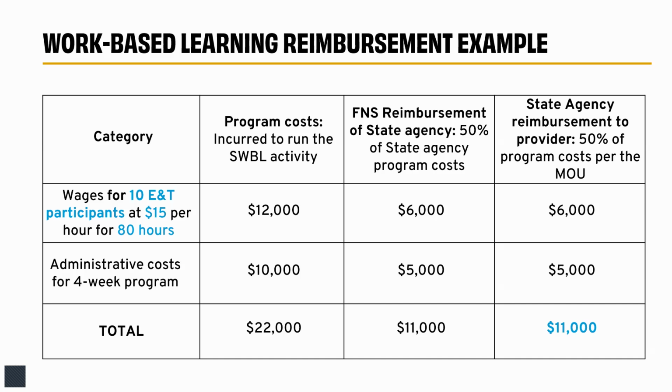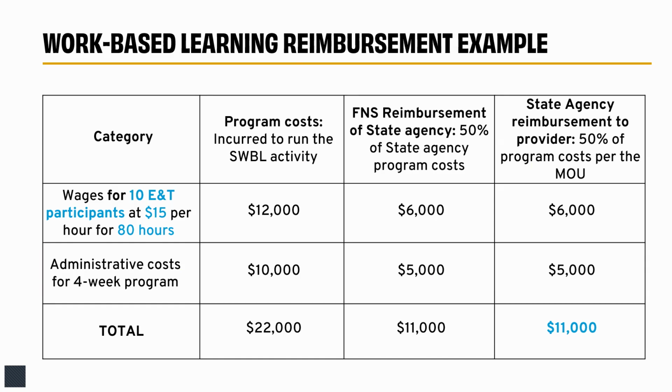So in practice, and this is a simple example, this is what this could look like. Let's take a look at this situation. If your program, for example, has 10 participants in it that you're paying $15 an hour and they work 80 hours as a part of your program, that comes to $12,000 in wages.